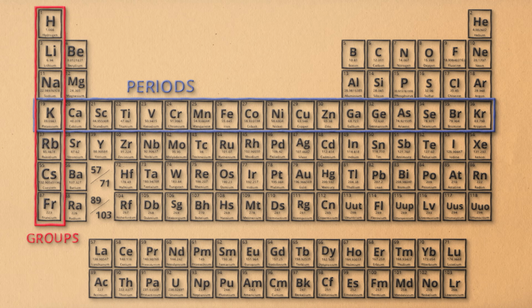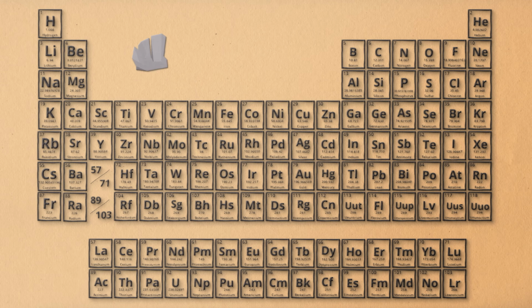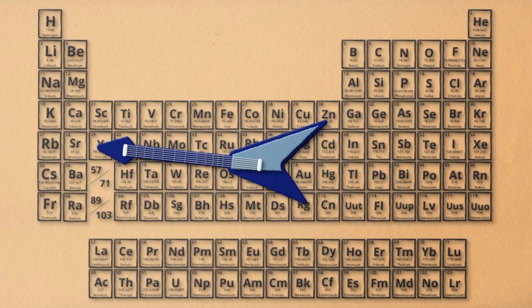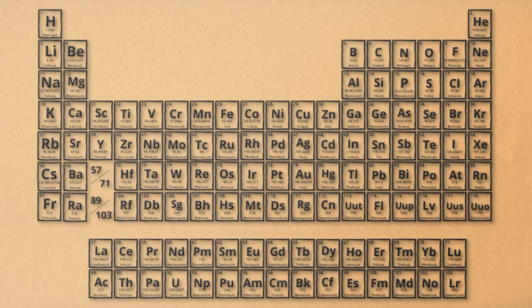If we move across the table horizontally, we go from metals to non-metals. And in the middle, we find heavy metals. And no, I'm not talking about the music genre. Elements within the same group have similar properties. The size of an atom increases from top to bottom within each column.